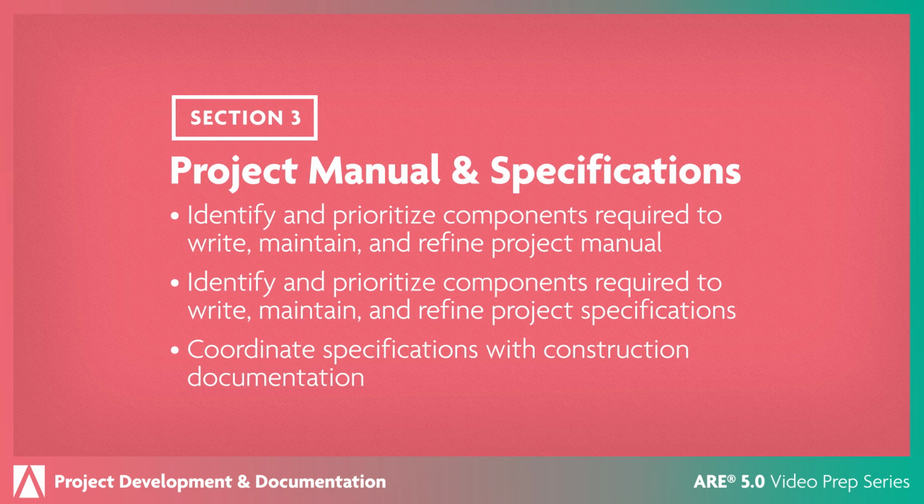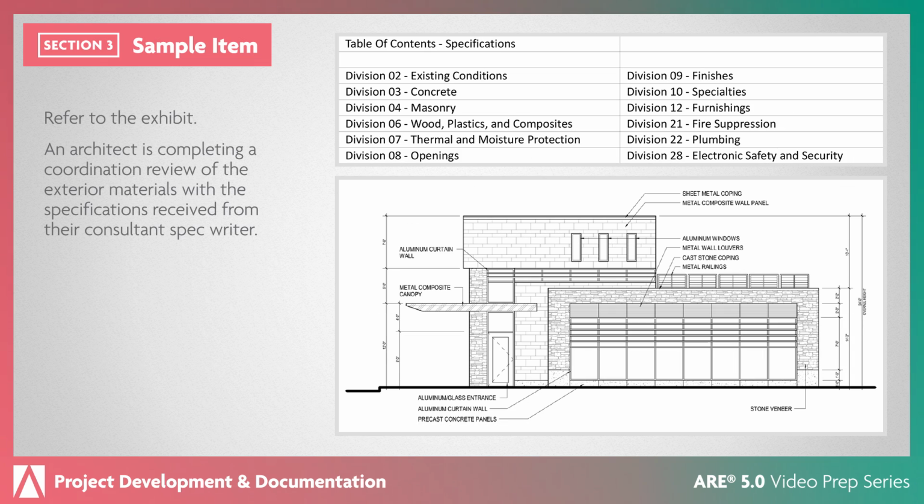In the project manual and specifications section, you'll focus on the development of documentation beyond construction drawings, the project manual, and specifications. Let's look at a sample question. An architect is completing a coordination review of the exterior materials with the specifications received from their consultant spec writer. Click on the element in the elevation that is missing from the specifications.